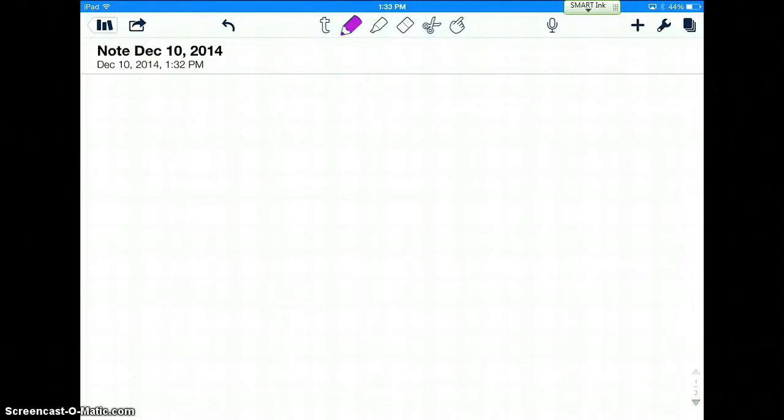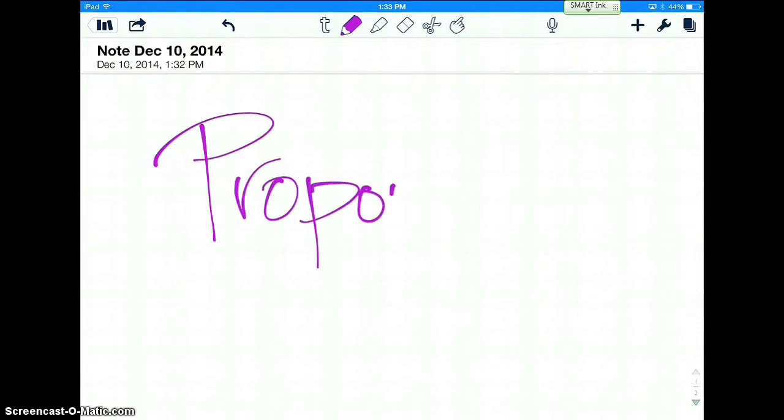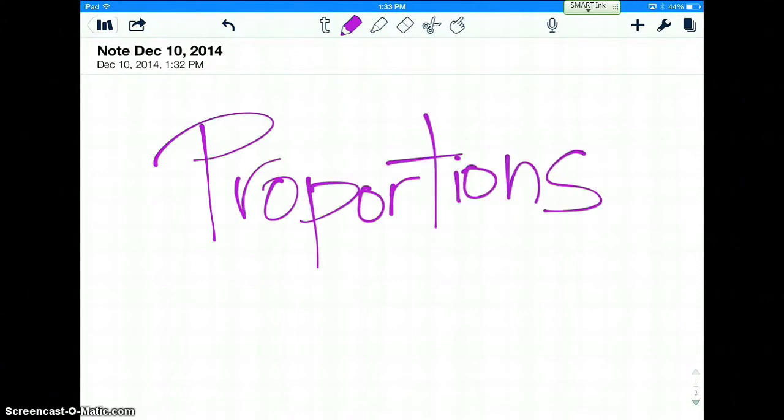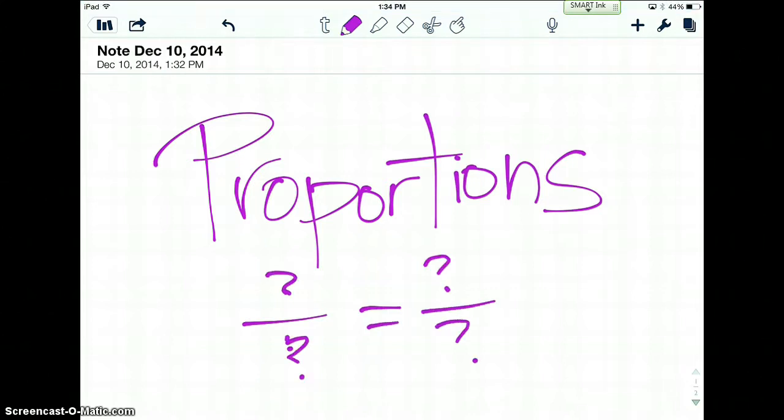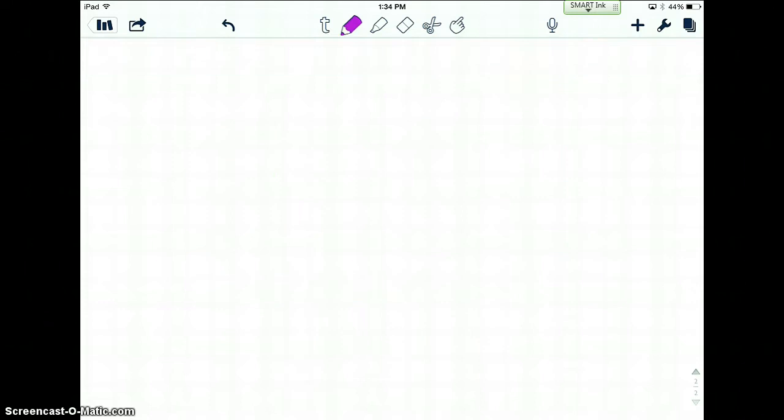All right, so today's video is going to be on proportions. We started a page in class on proportions where you have two ratios that are equivalent, equal to each other. That's a proportion. So check in your notebook where you have that. We're going to extend that idea right now. So let's start with some mild problems.